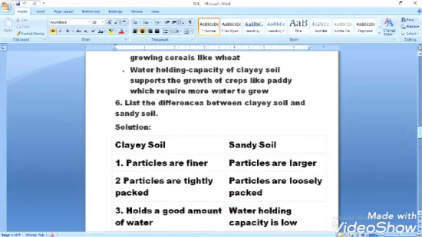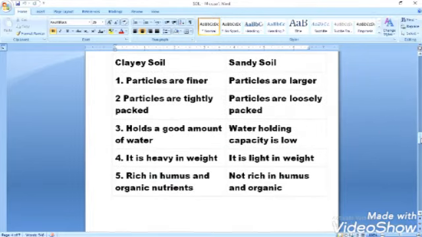List the differences between clay soil and sandy soil. In our last video we discussed clay soil and sandy soil very deeply, so it is very easy to find the answer. In clay soil, particles are fine and small, and tightly packed, and the water holding capacity is high. It is heavy in weight and rich in humus and organic nutrients. But sandy soil has larger particles that are loosely packed, and the water holding capacity is very low. It is light in weight and is not rich in humus and organic matter.